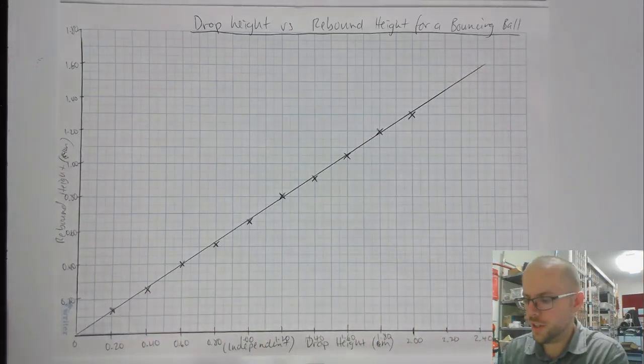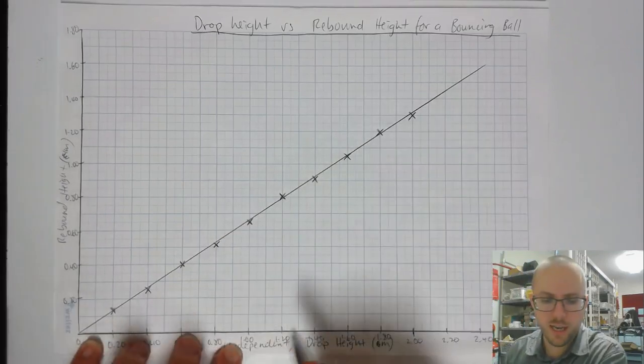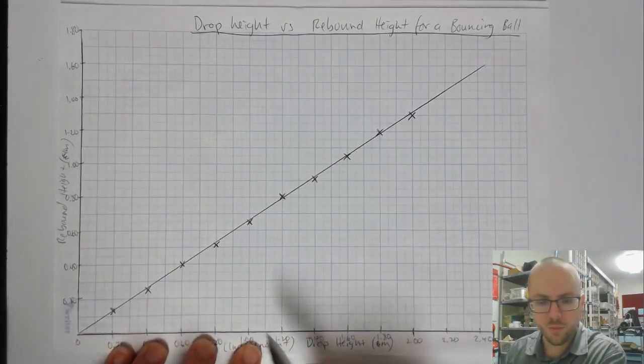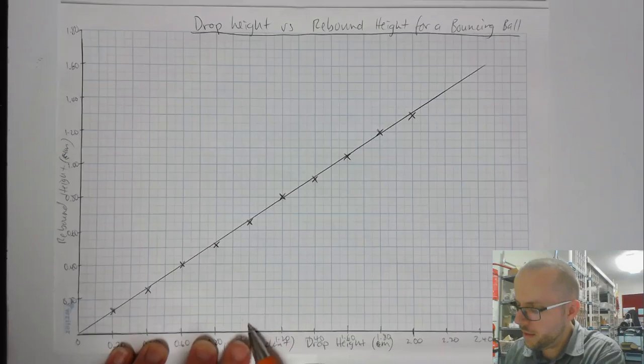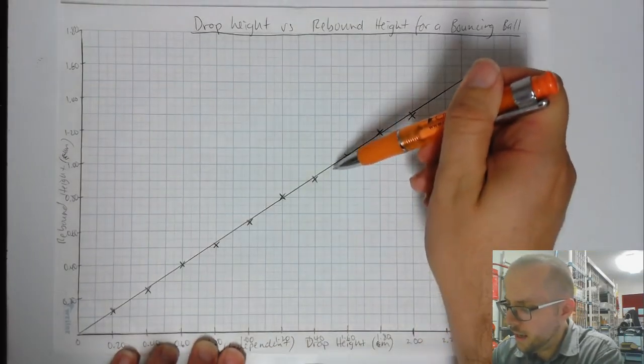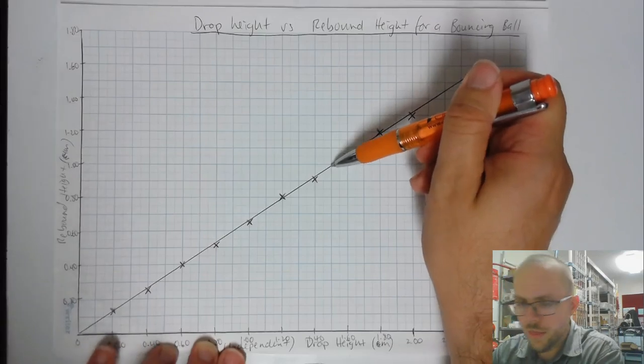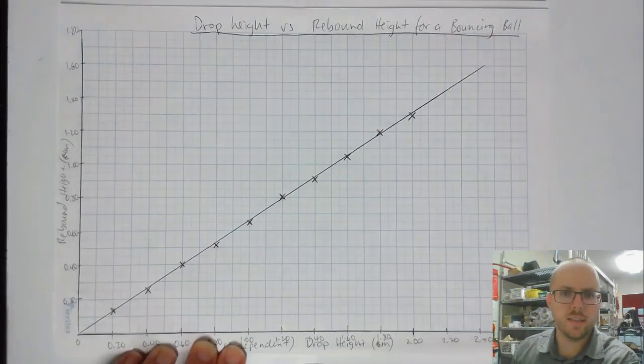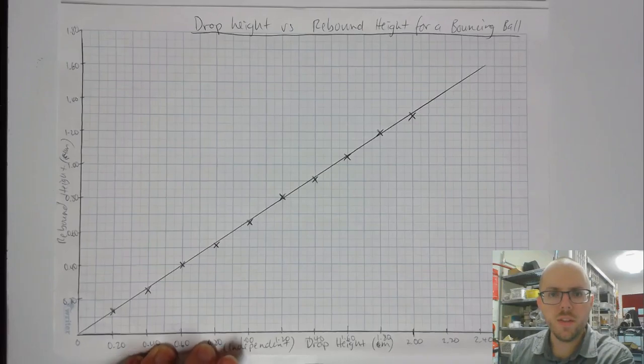Okay, I can use the line to make a prediction. I can also use it to predict within my data. If one of the questions asks for the rebound height from a drop of 1.5 meters, I can read along until I get to 1.5, go up to the line and see that my prediction is a rebound height of 1 meter exactly. Okay, so that's how we draw a scatter graph.